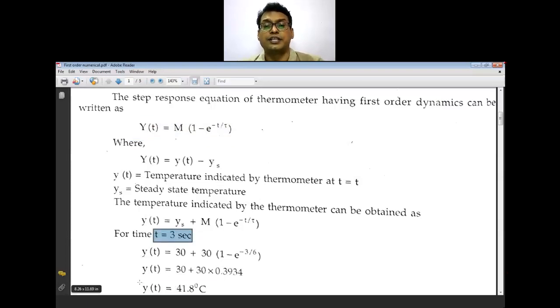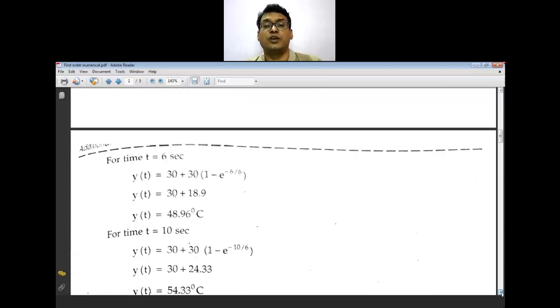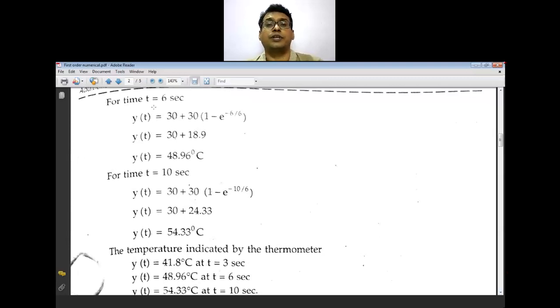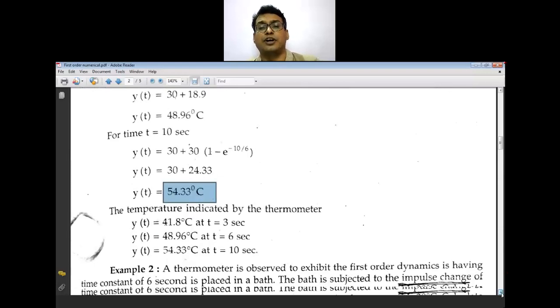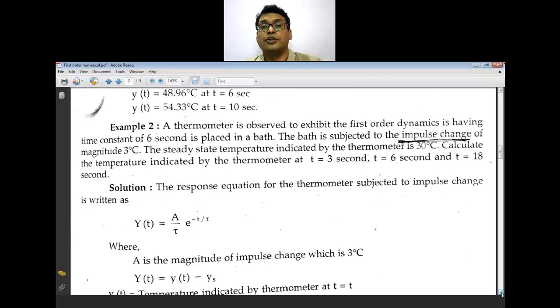So at time t equal to 3 seconds, y(t) gives me 41.8 degrees Celsius. I can substitute different values for t and do the calculation. For t equal to 6 seconds, y(t) comes as 48.96 degrees Celsius. Then for t equal to 10 seconds, y(t) comes out as 54.33 degrees Celsius. Similarly, these calculations can be done for the thermometer with a step change.